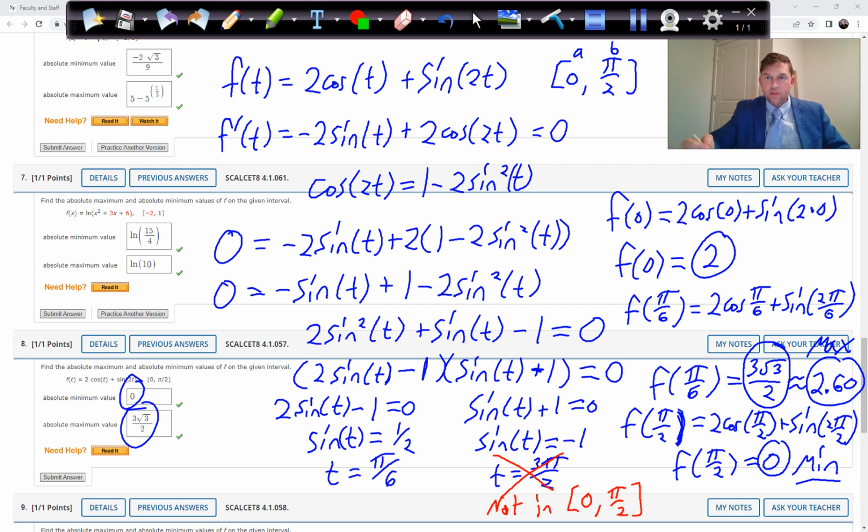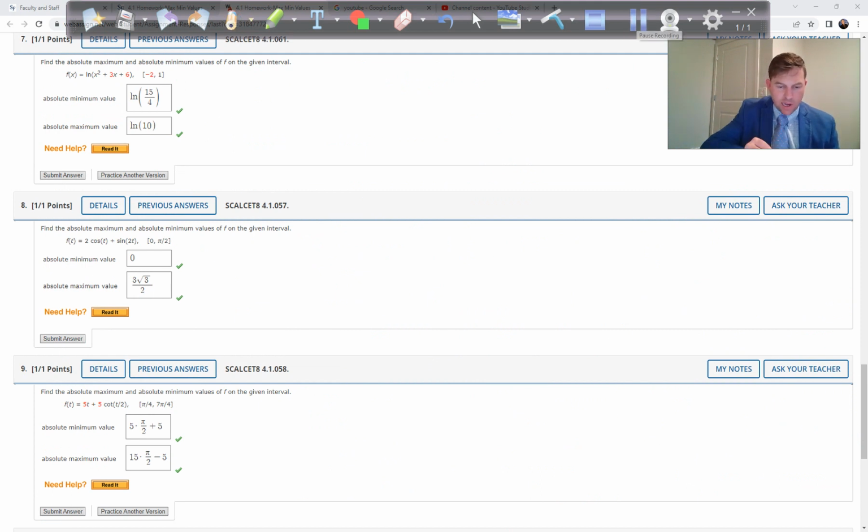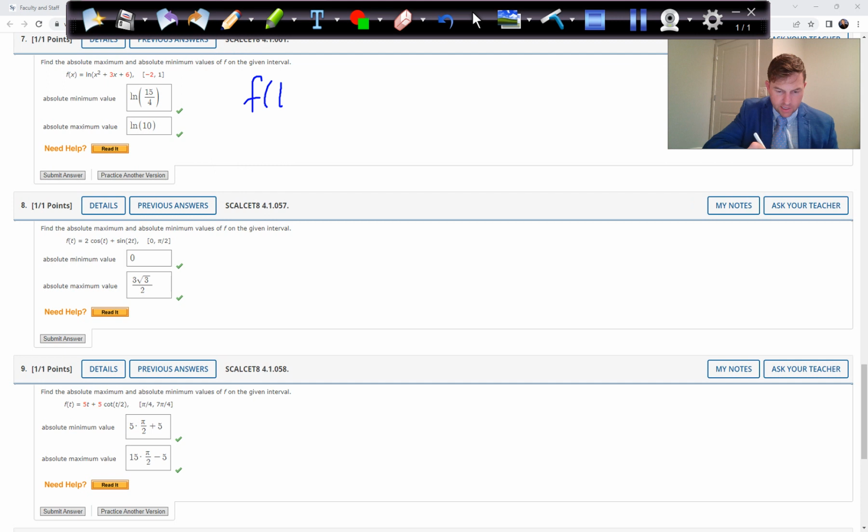Okay, and that's problem 8. Okay, problem 9, another trig one. It says our function, f of t, is equal to 5t plus 5 cotangent of t over 2, and our interval is pi over 4 to 7 pi over 4.